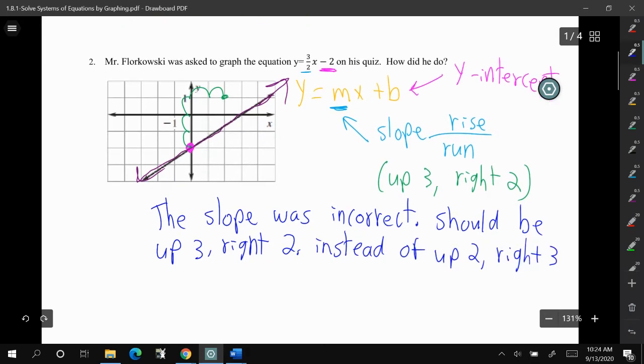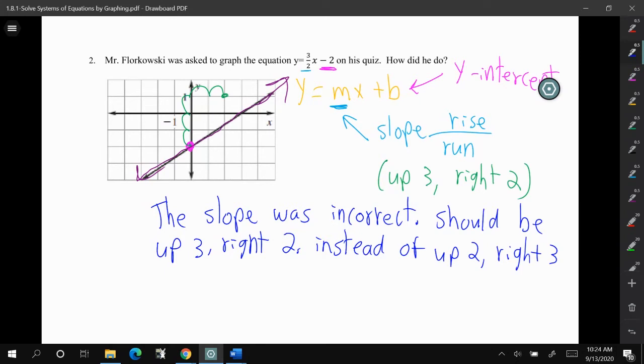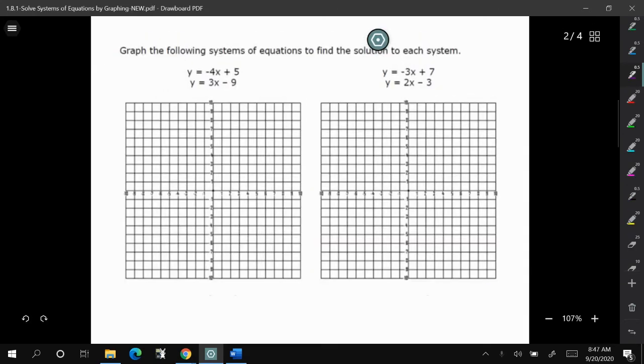And that's a very common mistake to make, getting the slopes mixed up. The top number is how far you go up or down, and the bottom number is how far you go left or right. Okay, let's look at this page for some examples. We're going to graph each of these systems and find the solution. The solution is going to be the intersection point.